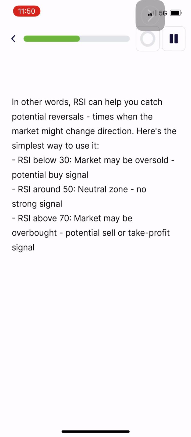In other words, RSI can help you catch potential reversals, times when the market might change direction. Here's the simplest way to use it. RSI below 30, market may be oversold, potential buy signal. RSI around 50, neutral zone, no strong signal. RSI above 70, market may be overbought, potential sell or take profit signal.